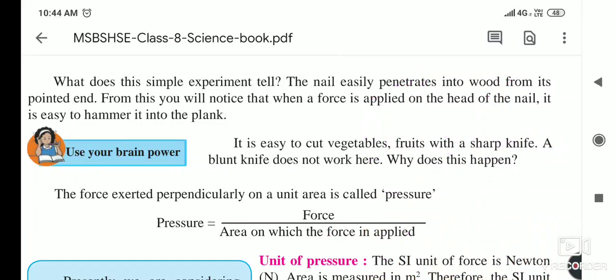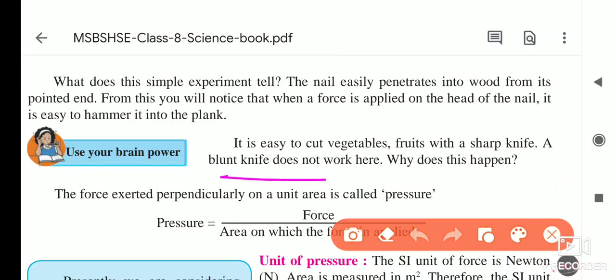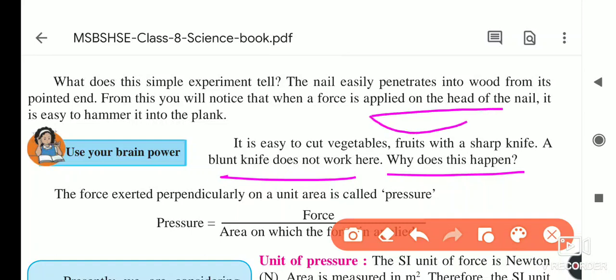So it is easy to cut vegetables and fruits with a sharp knife. A blunt knife doesn't work. Why does this happen? If we look at the forks in our home, these types of forks are there, and this part is very sharp. When it is sharp, we can cut vegetables easily. Any vegetable, if you cut it, will cut very easily.